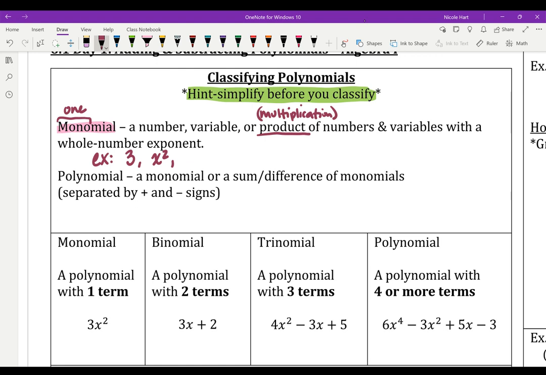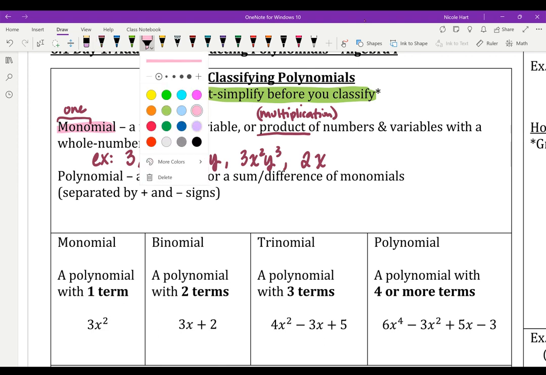So we could see something like 4xy. There's multiplying happening between the 4 and the x and the x and the y, so that works. We could do something a little more complicated like 3x squared y to the power of 3. We could do anything like that that has no addition or subtraction. 2x, something simple like that as well. Each one of these is called a monomial. Each individual one is a monomial.